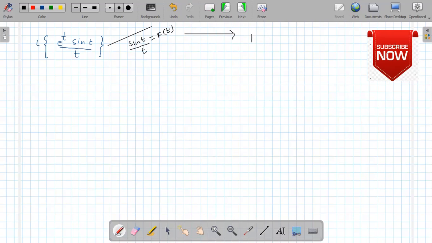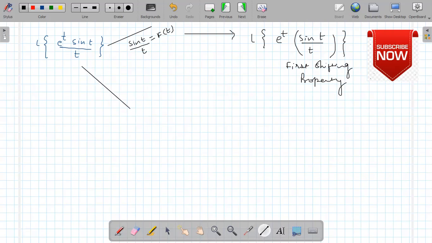Laplace transform of e to the power t sin t divided by t. That means e to the power t f(t) वाली प्रॉपर्टी, फर्स्ट शिफ्टिंग प्रॉपर्टी हम यूज करेंगे यहाँ पर. Here we use first shifting property by taking this as f(t).